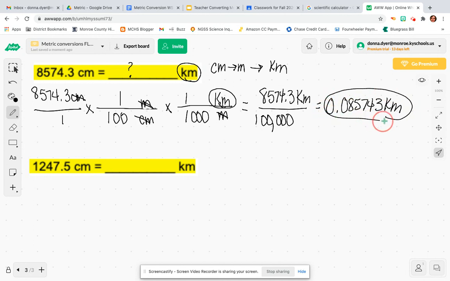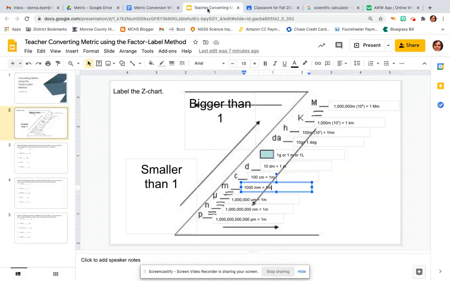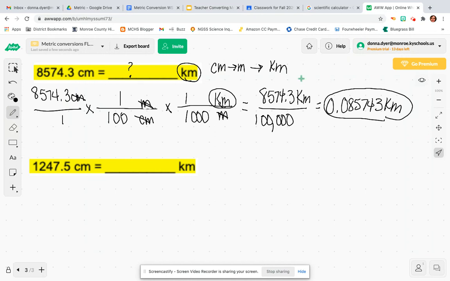Again, that should make sense to you. We're taking a very small unit and converting it to a much larger unit, so that's going to be a very small number. Again, centimeters is a very small unit. It's down here below the 1. Kilometers is a really big unit. So when you're converting from smaller to bigger, you should get a small answer.